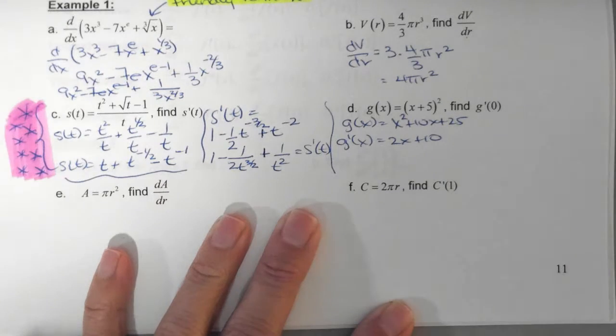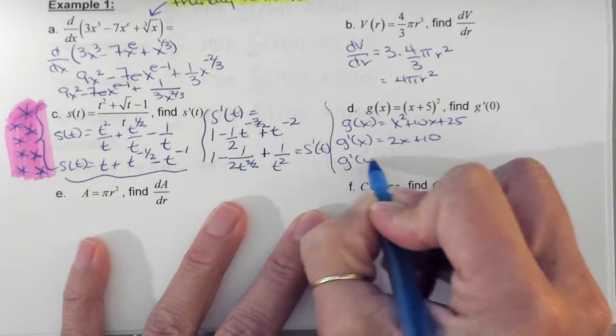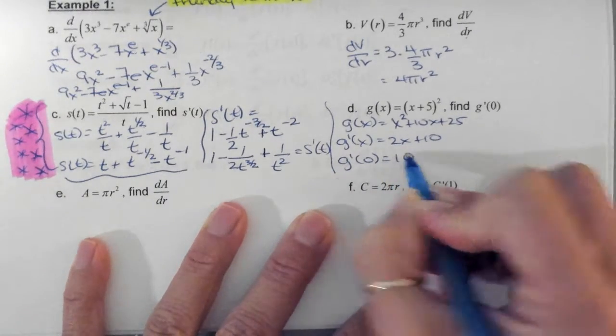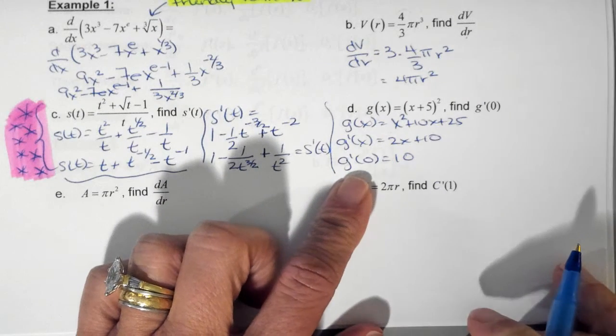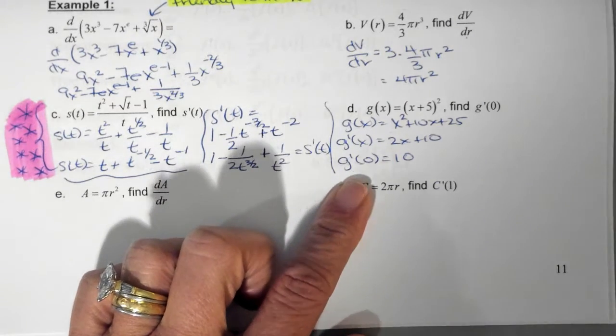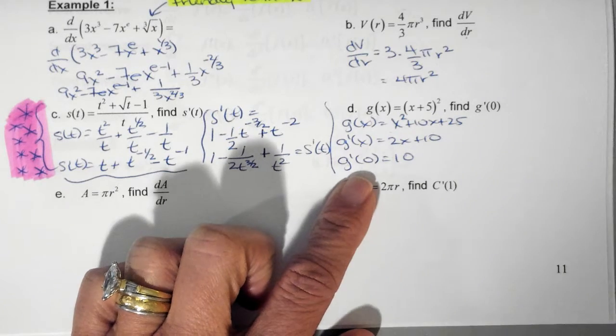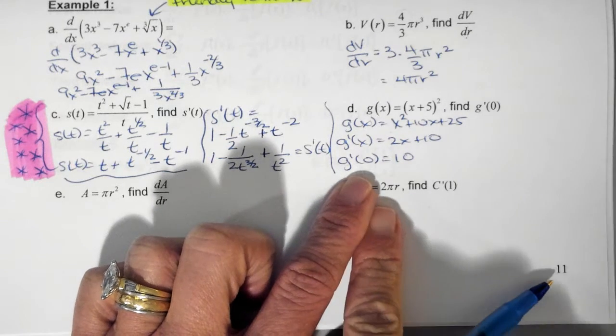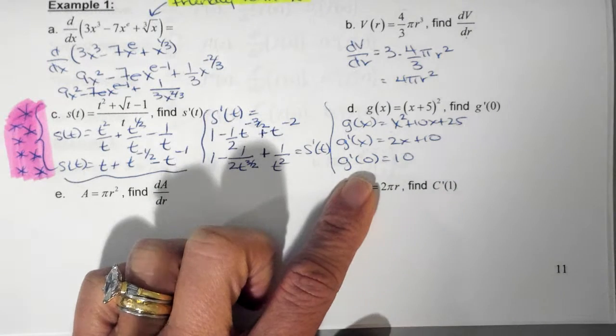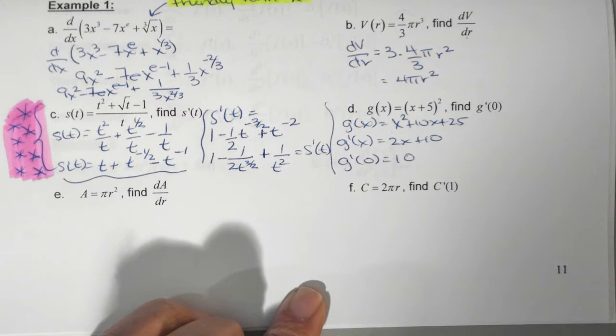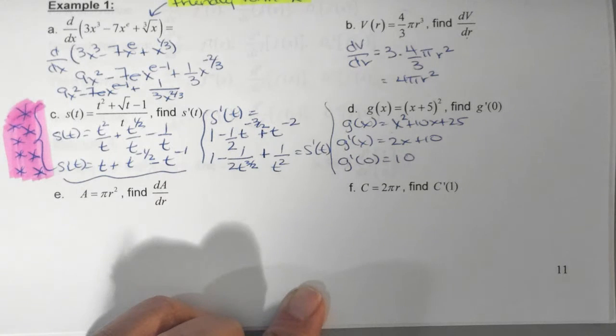Now what? Yeah. Plug in 0. So g prime of 0 is equal to 10. What does that mean based on what we've been talking about? The slope of the tangent line at 0 of this function. That's correct. Questions? Wait, what happened to 25? What's the derivative of a constant? 0. Yep. Any other questions? All right, so the other two you guys should be able to do on your own.